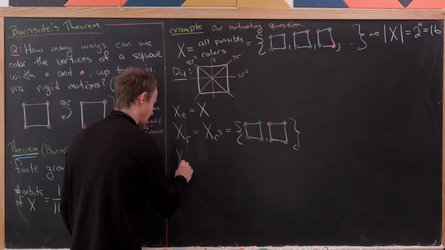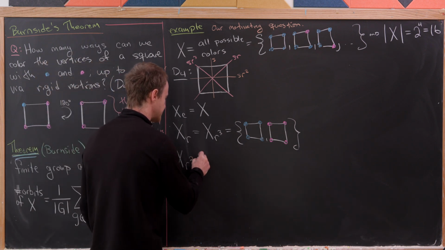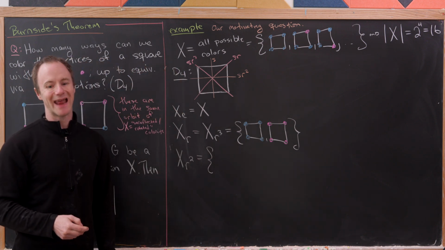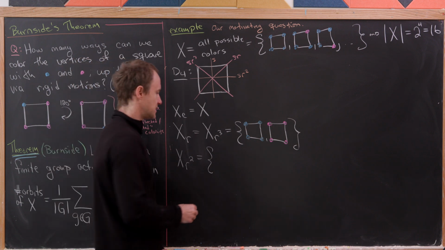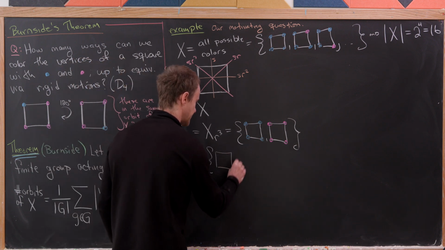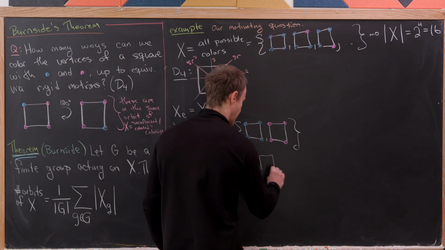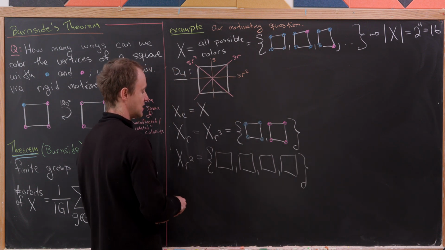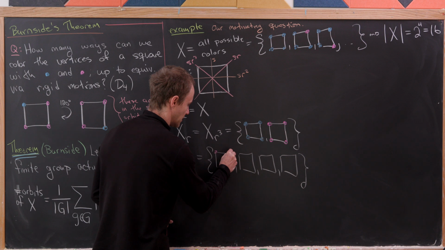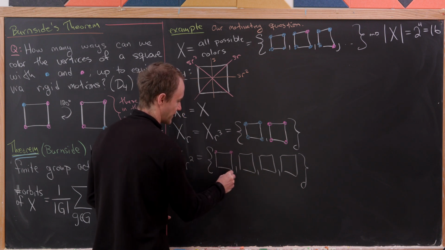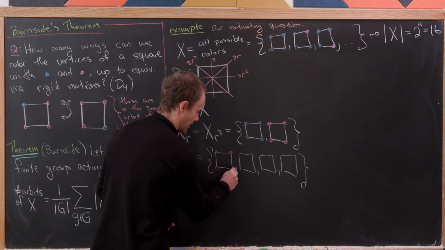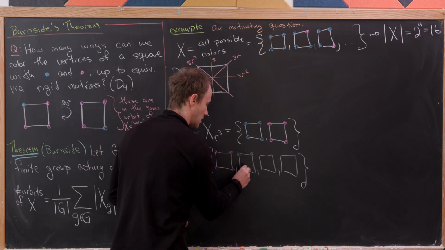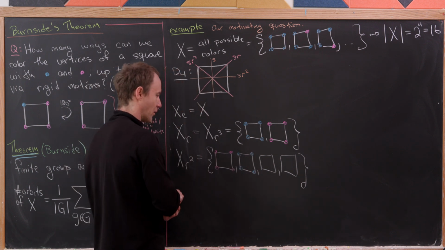And now let's look at XR squared. So that's everything fixed under a 180-degree rotation. So let's see, we can draw some pictures of that too. Here we're going to have 4 different types of squares that are fixed under this rotation. We've got the square that's all magenta. We've got the square that's all blue. Those are again the boring colorings.